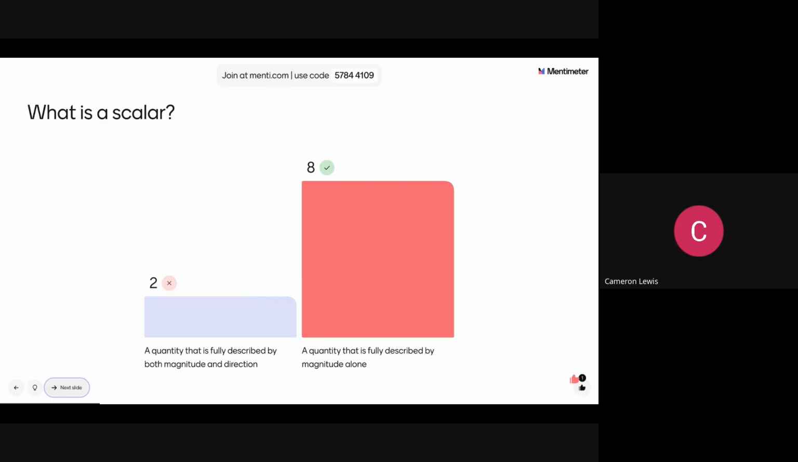Magnitude, what we talked about before, is just a number, right? So 50 meters. So that's just 50 meters. That's how far I went, right?